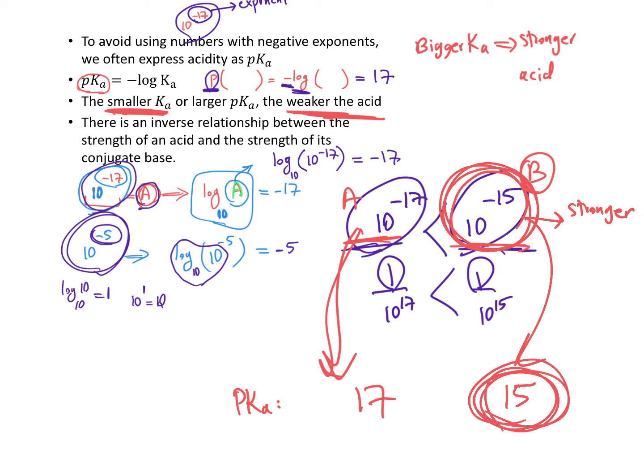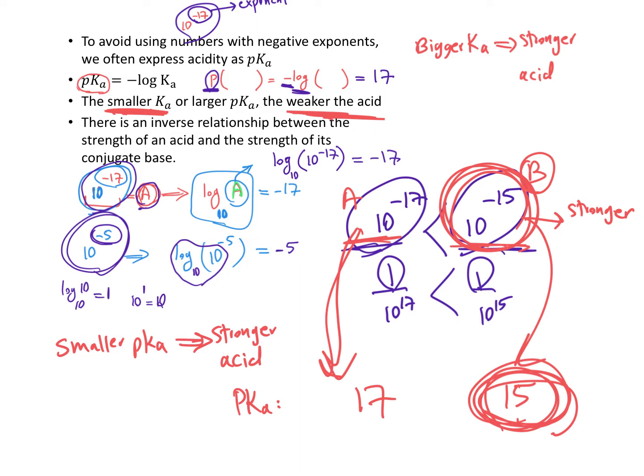So here, this one is stronger, right? And then the pKa is lower. Okay, so lower, or I guess smaller, pKa means stronger acid. Because pKa and Ka, because of that negative in the logarithm function, have opposite trends. Any questions? Does that make sense?